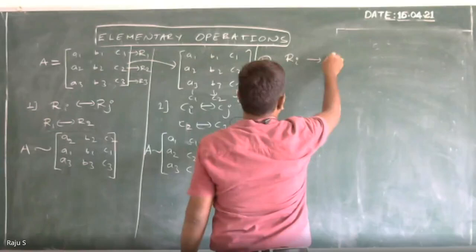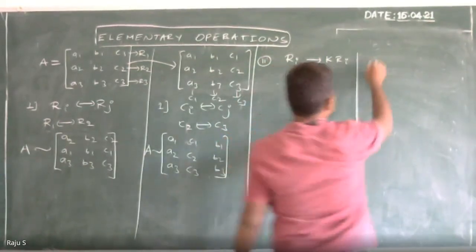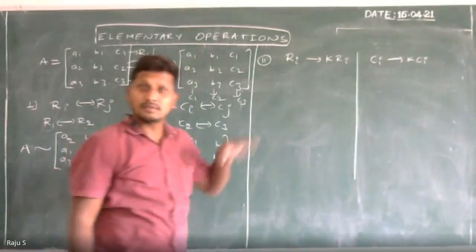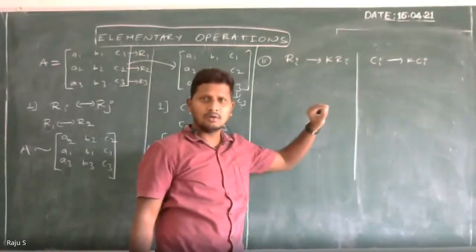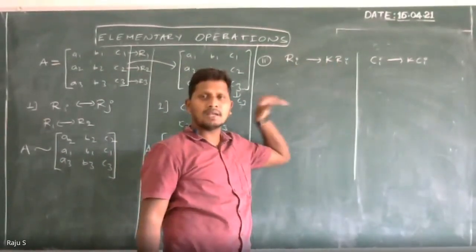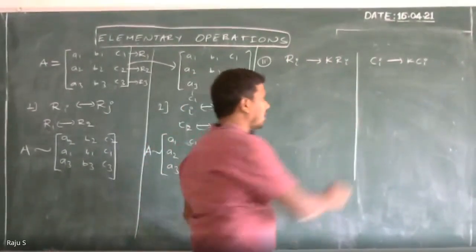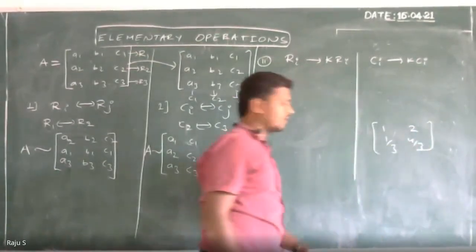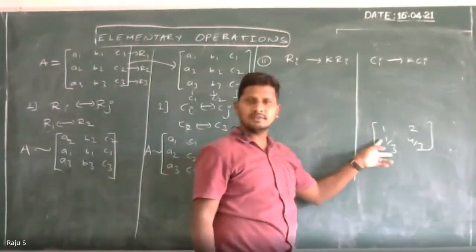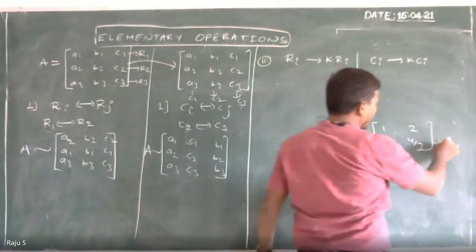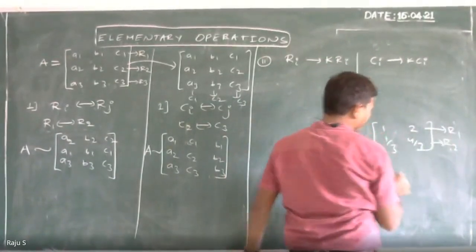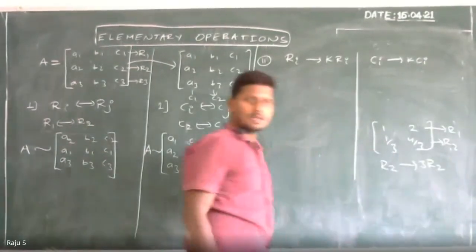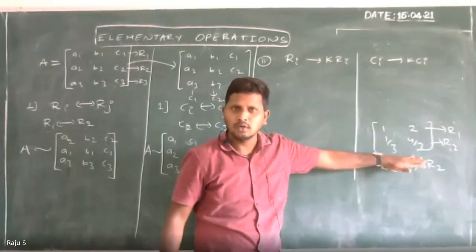Ri tends to k times Ri, otherwise Ci tends to k times Ci. What I have done is take a particular row Ri, and for that particular row I am multiplying with k. For example, I am taking the matrix 1, 2, 1/3, 4/3. I want to make this value an integer. This belongs to R2; this is the first row and this is the second row. R2 tends to what should we multiply here? 3R2. I want to multiply R2 with 3.